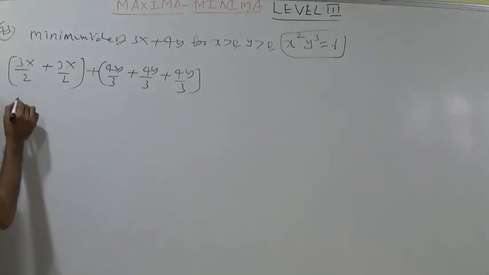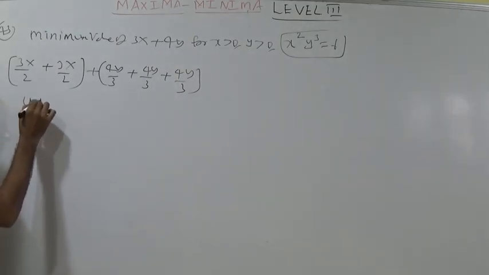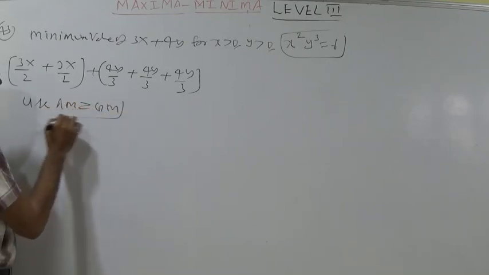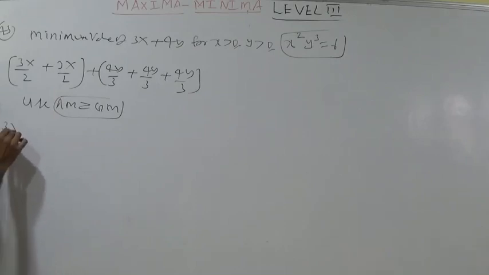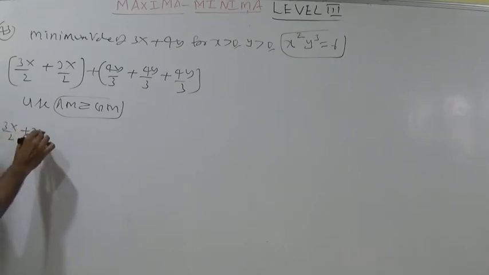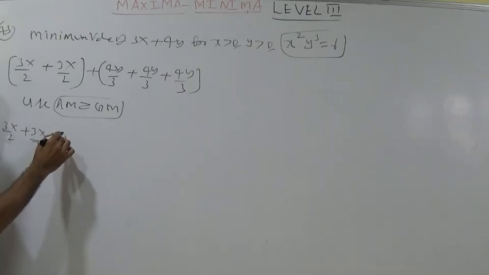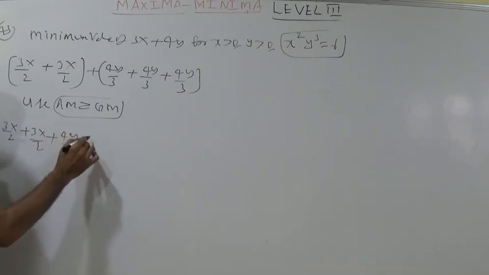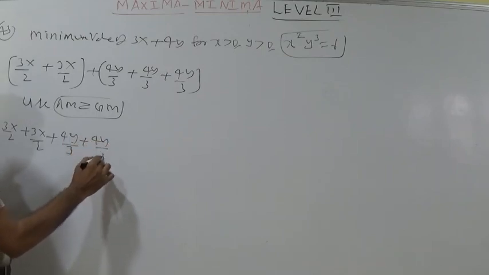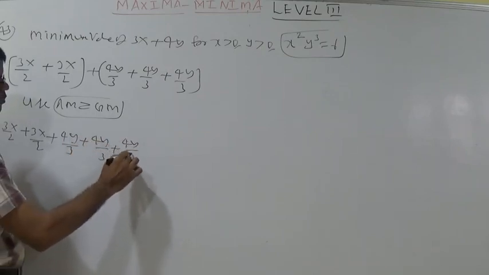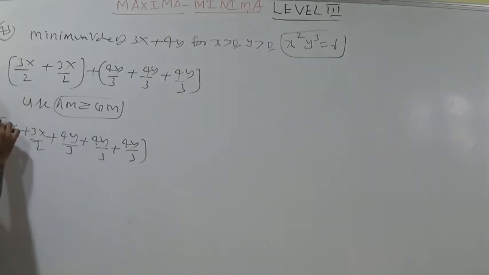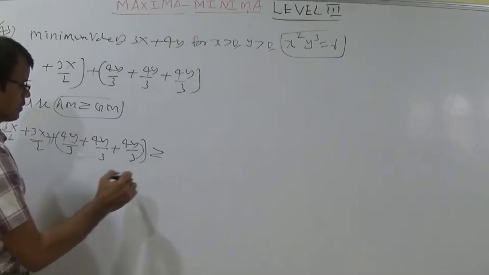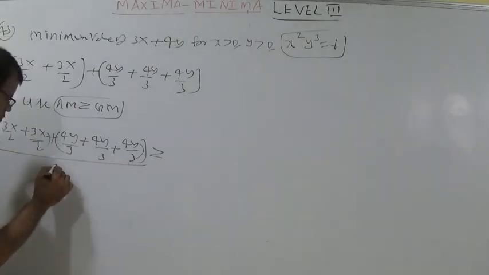Sir, why did you write like this? Use the formula I am writing: AM greater than or equal to GM. Using the formula for 5 terms, I am writing 3x by 2 plus 3x by 2 plus 4y by 3 plus 4y by 3 plus 4y by 3, put the whole in a bracket, greater than or equal to the whole by 5. Total how many terms? 5.